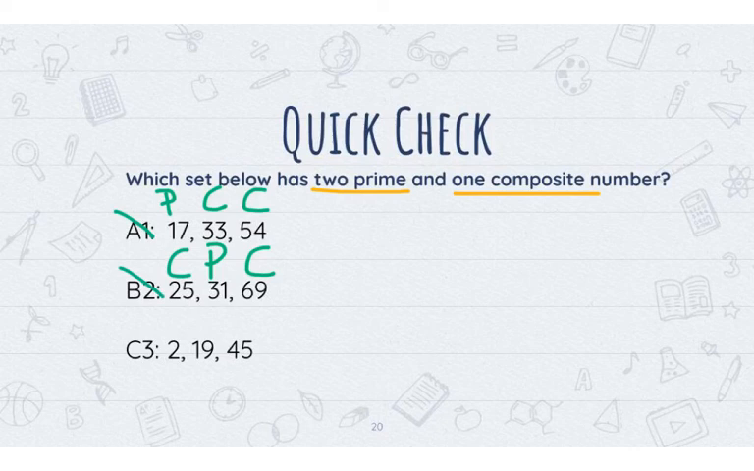So we come down here, 2. You say, oh, Miss Marcolini, 2 is an even number, so it's composite. Au contraire, remember, 2 is your only even prime number. So that makes this prime, 19 is prime, and 45 divided by 5 is 9, so that makes that composite. So 2 prime, 1 composite, and that makes this our answer.